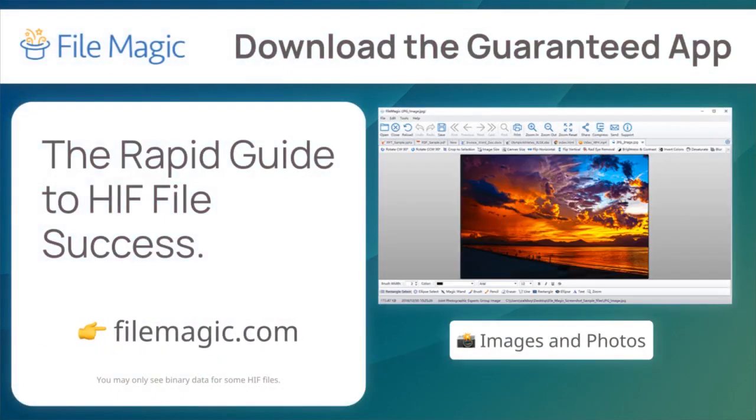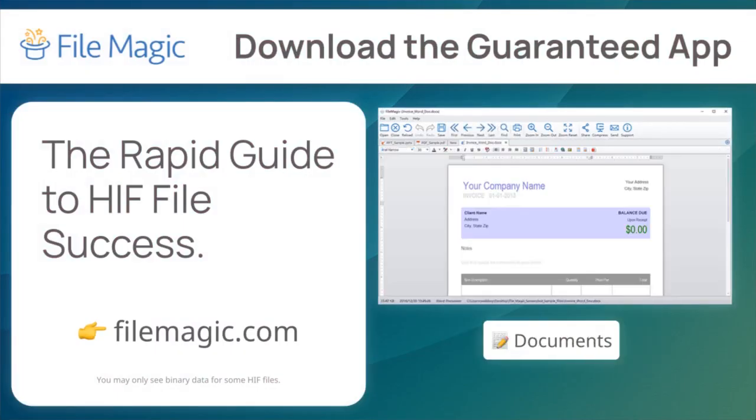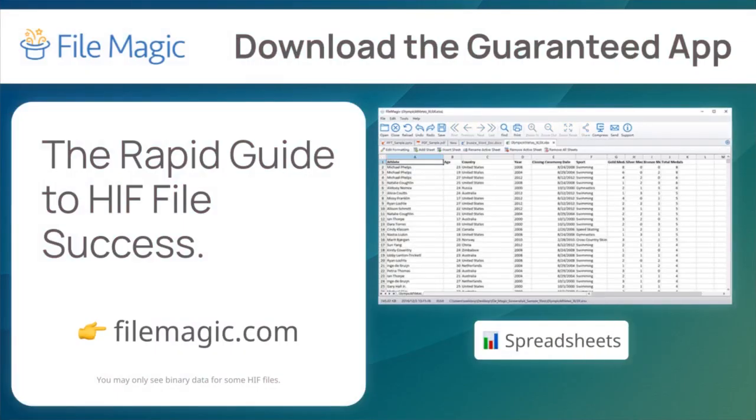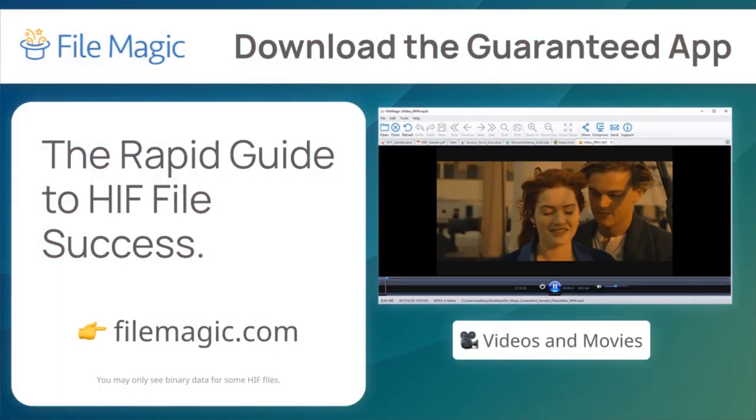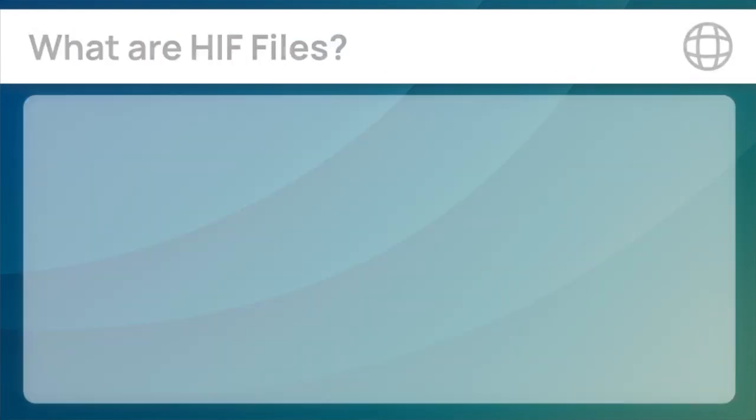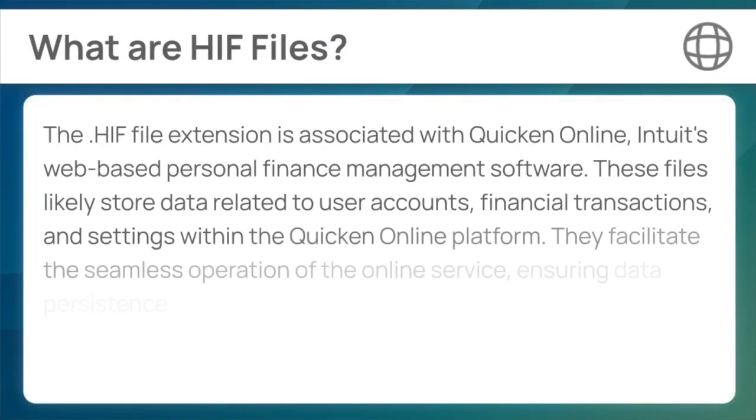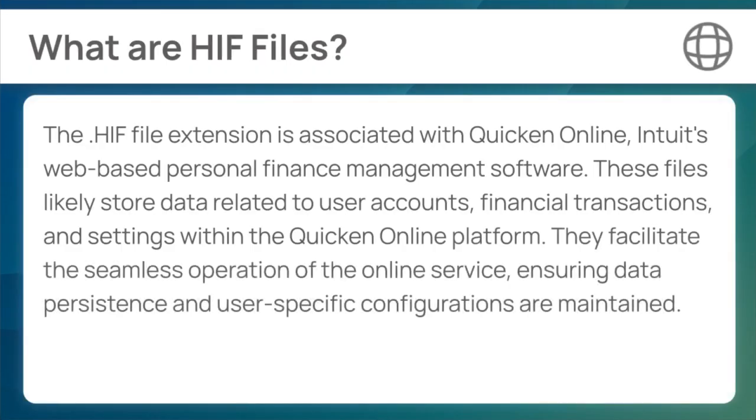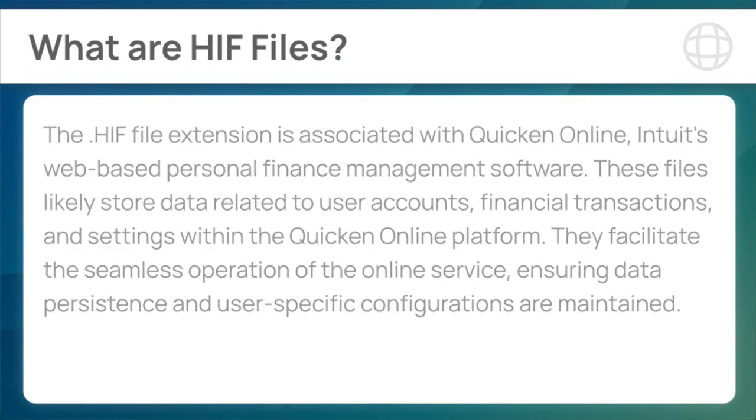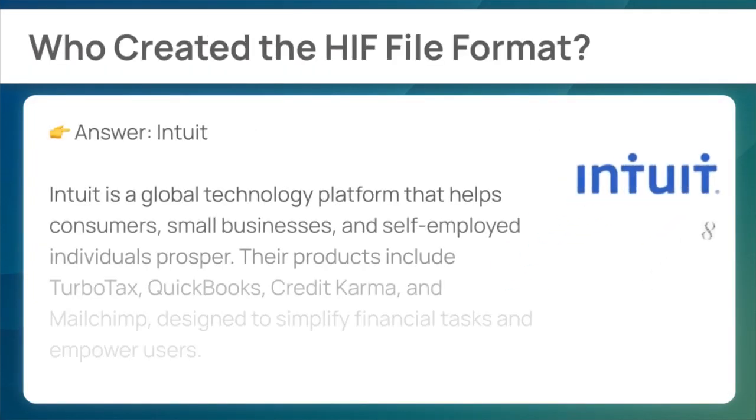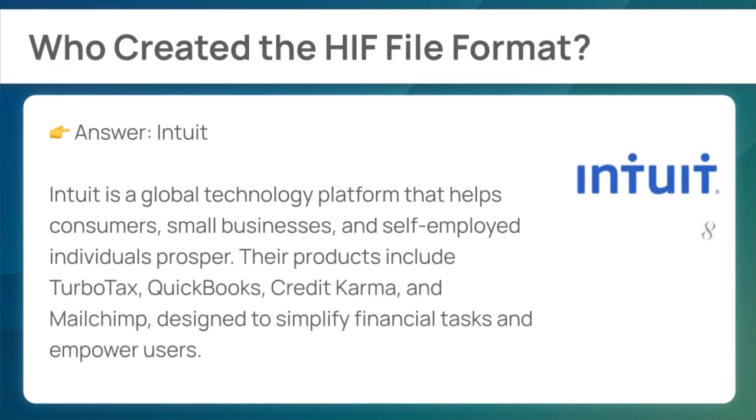Our segment will highlight the immense value of having one comprehensive file inspector that can instantly handle stubborn errors across many different file extensions. The HIF file extension is associated with Quicken Online, Intuit's web-based personal finance management software. These files likely store data related to user accounts, financial transactions, and settings within the Quicken Online platform. They facilitate the seamless operation of the online service, ensuring data persistence and user-specific configurations are maintained.